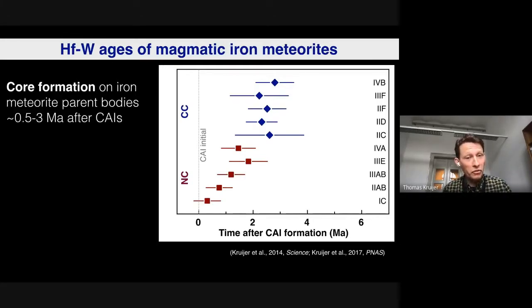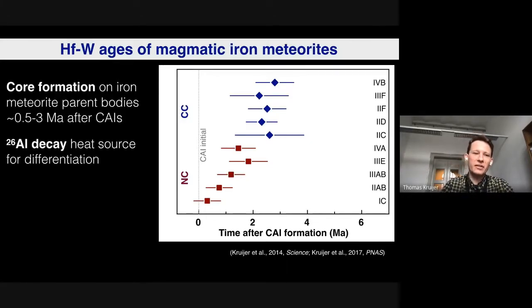And in order to melt and differentiate the body, you need a heat source. And there is basically consensus at this stage that the decay of another short-lived nuclide, aluminum-26, was a very potent heat source for differentiation of early accreted planetary bodies. And we think that this decay system led to melting and then core formation on these bodies.